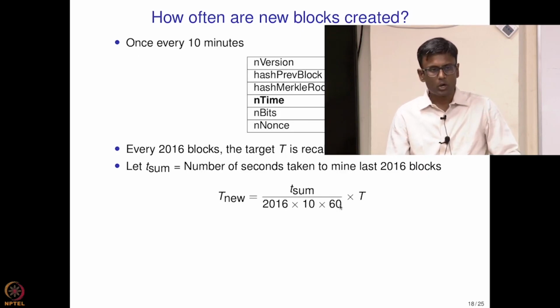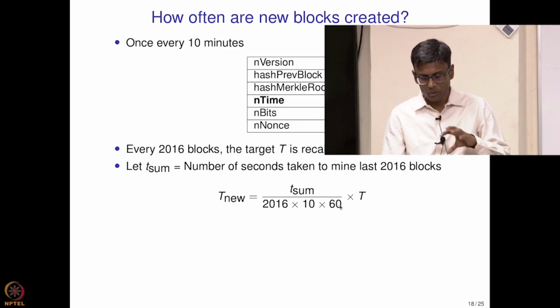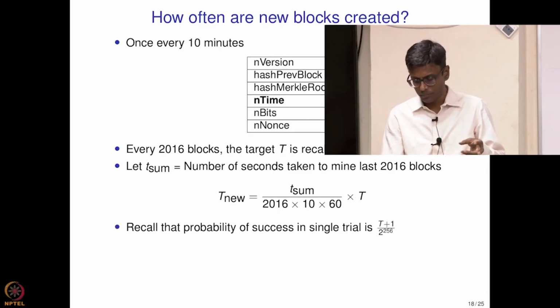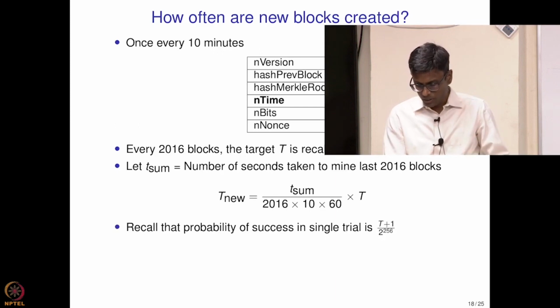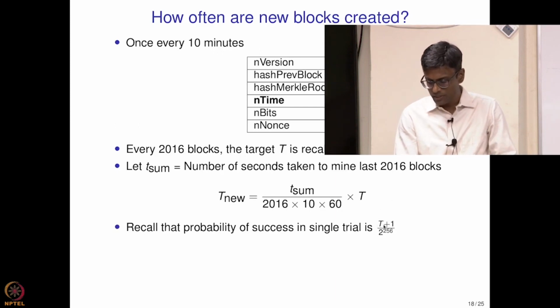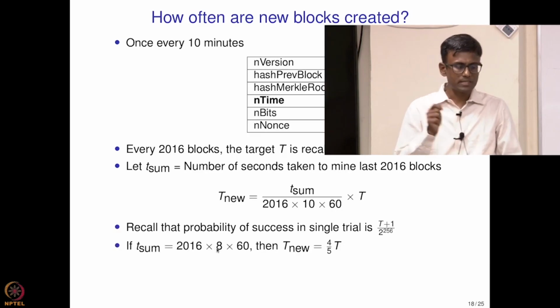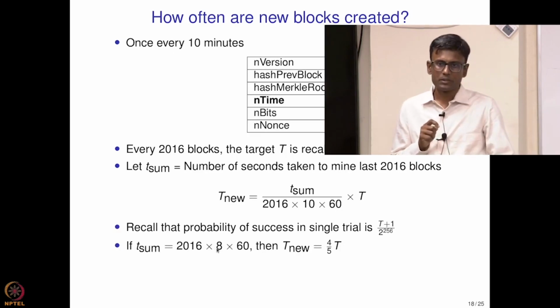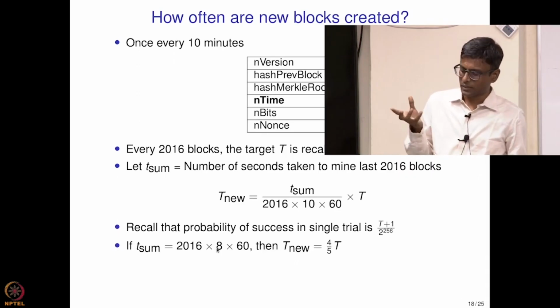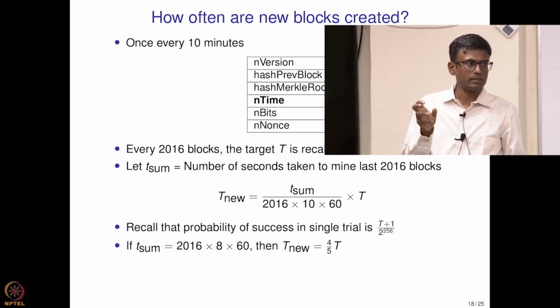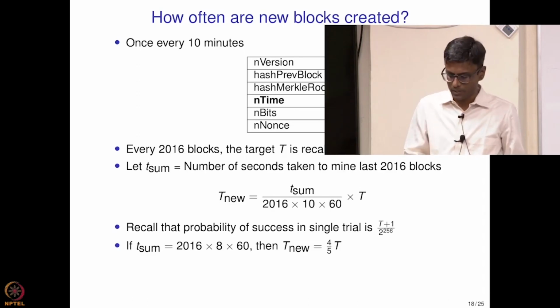But suppose blocks are being mined faster. Somehow there is too much hash power in the network and blocks are being mined faster. Recall that the probability of success in a single trial is this. As t increases, the probability becomes larger, and as t decreases, the probability becomes smaller. So suppose blocks are being mined every 8 minutes on average. There is so much hash power that instead of the 10 minutes we want to target, they are being mined every 8 minutes.